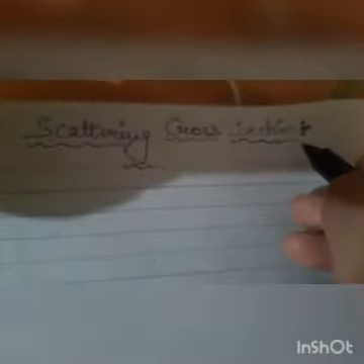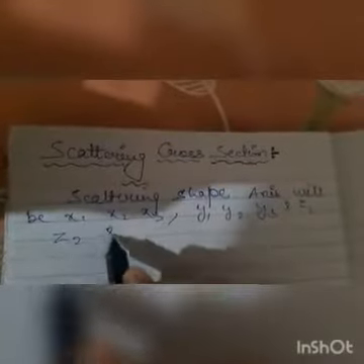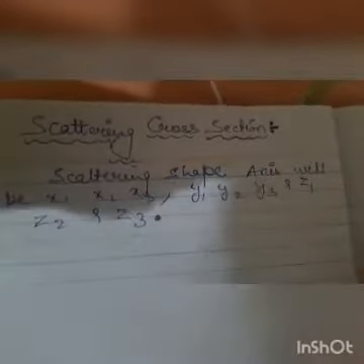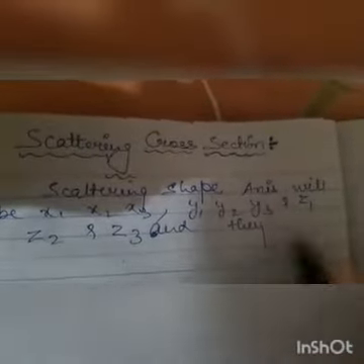Today we will study a scattering cross section. So, scattering shape axis will be x1, x2, x3, y1, y2, y3 and z1, z2 and z3. Okay, these are the axes and they are parallel.